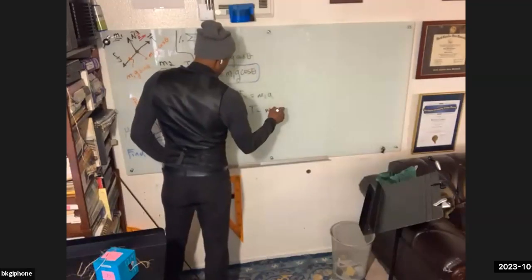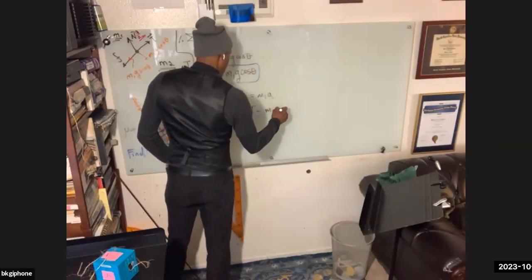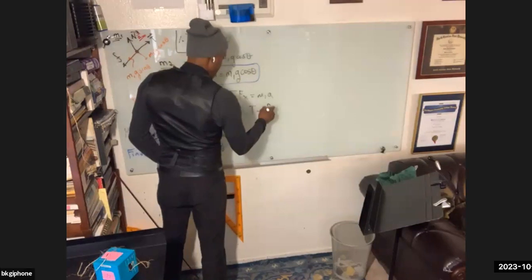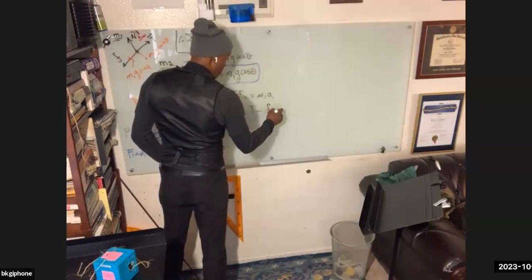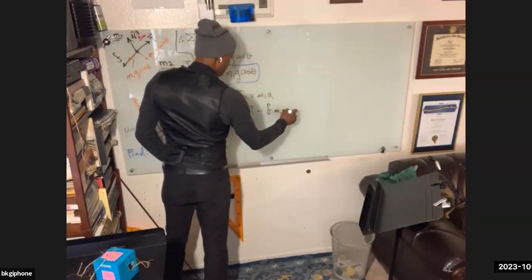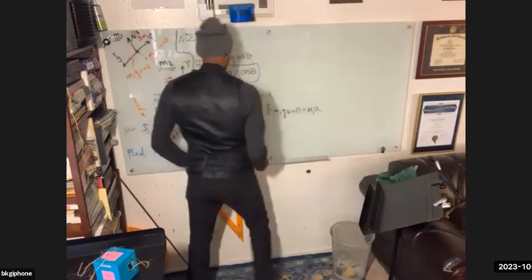I'm writing what you said. T minus F times M1G sine theta equals M1A. Okay, let's take a look at that.